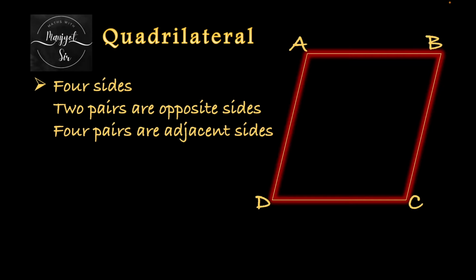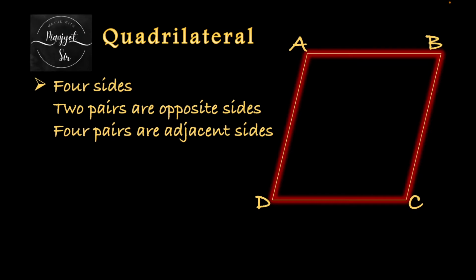Similarly, if you observe AD, the side next to AD is DC. So AD and DC are said to be adjacent sides. So we have four pairs of adjacent sides. See, observe, AD and DC are adjacent sides. Similarly, DC and BC are also adjacent sides. Similarly, BC and AB are adjacent sides, and AB and AD are adjacent sides. So we have two pairs of opposite sides and four pairs of adjacent sides.